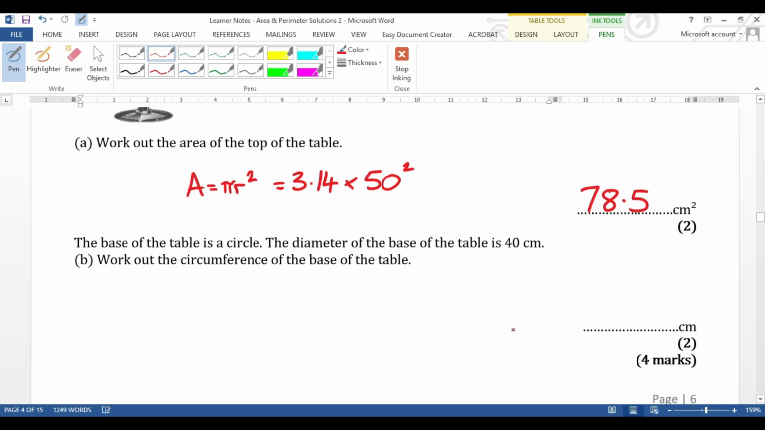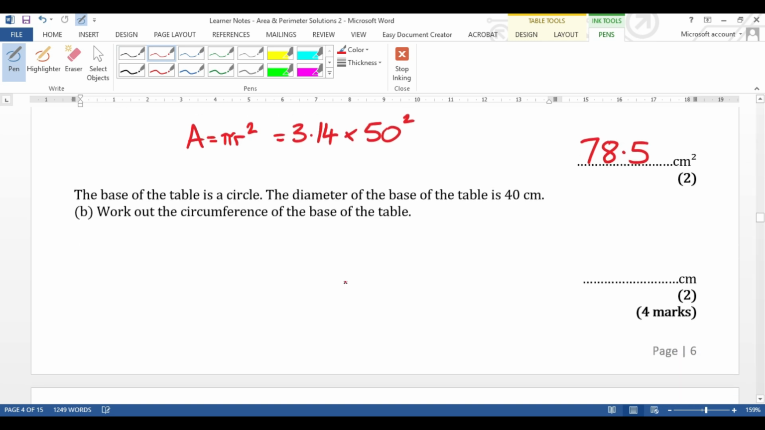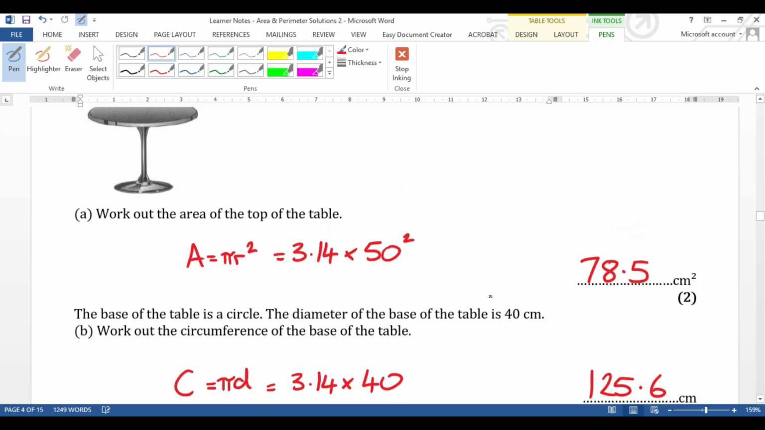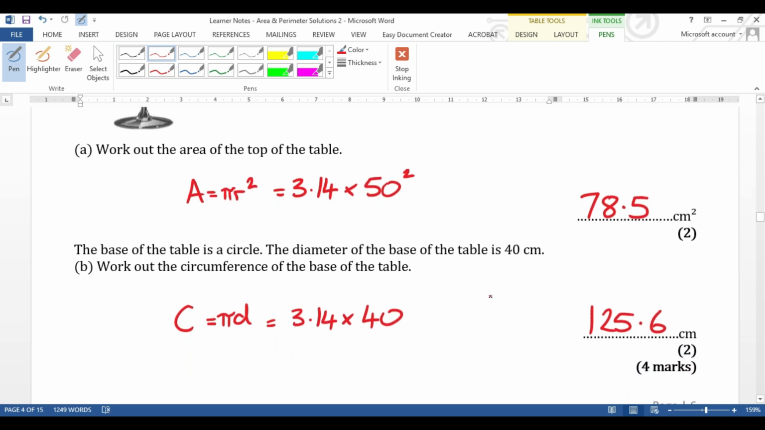And then they said the base of the table is a circle. Diameter of the base is 40 centimeters. Work out the circumference of the base. Okay, so if it's circumference, that's Cherry Pies Delicious. So 3.14 times the diameter. What did I say the diameter was? Diameter was 40. So I didn't have to change anything for these. 3.14 times 40 gives me 125.6. So I didn't have to round anything, didn't have to change anything. This was very straightforward for both of these. Hopefully you got the same answer.